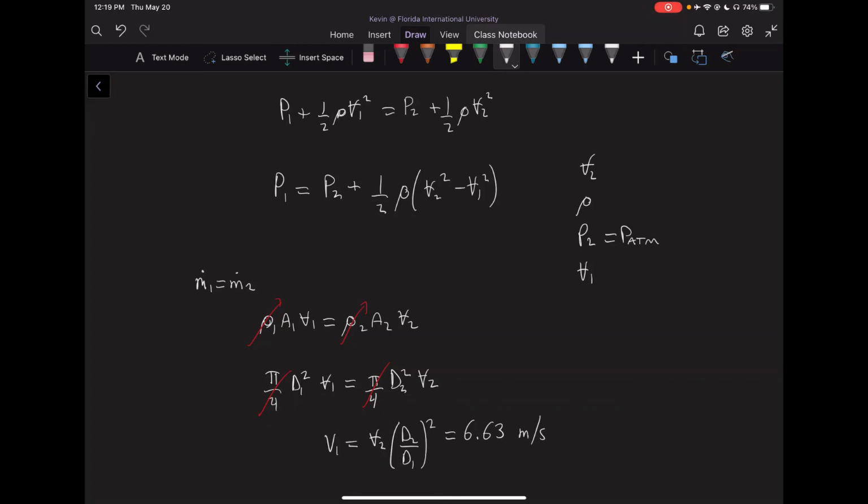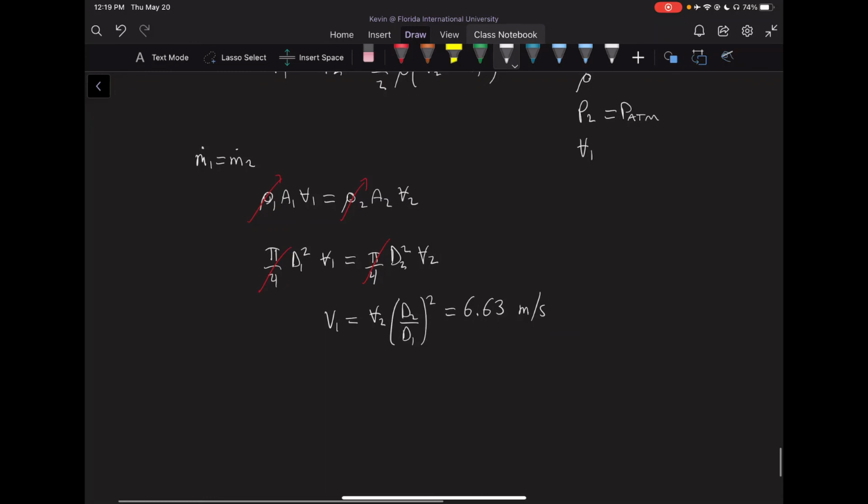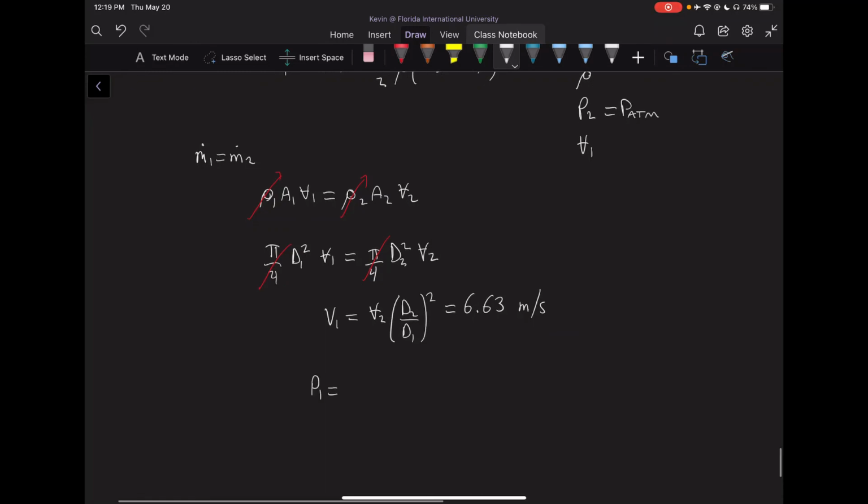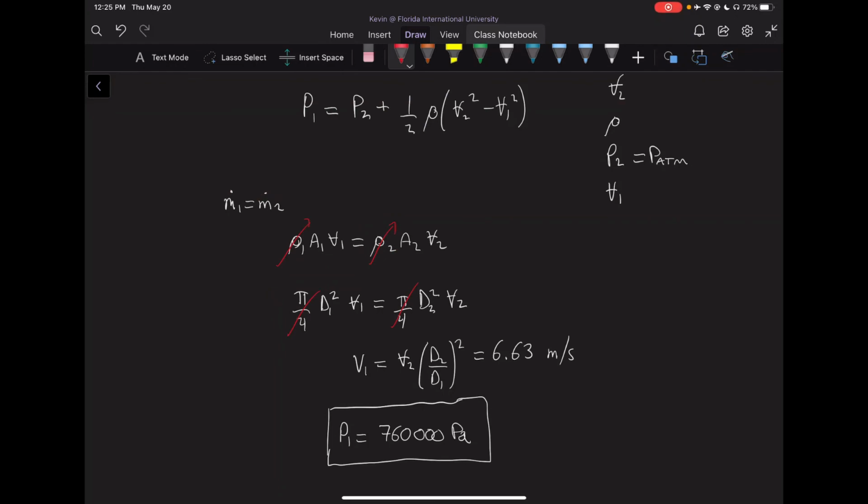Now that we know V1, we have all the other values, so we can find P1 from our equation. P1 is equal to 760,000 pascals. And this concludes our problem. This concludes our study of the Bernoulli equation, and we will be looking at the energy equation in our following lecture, which will be live lecture number 3.